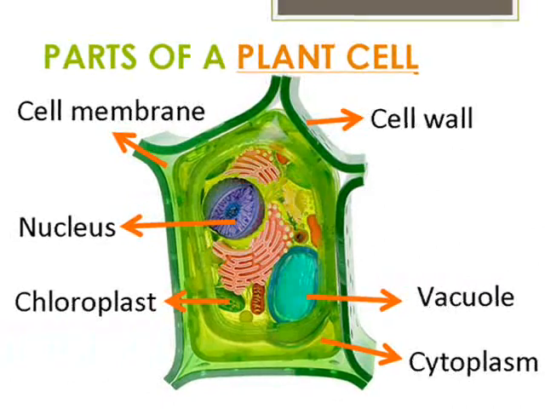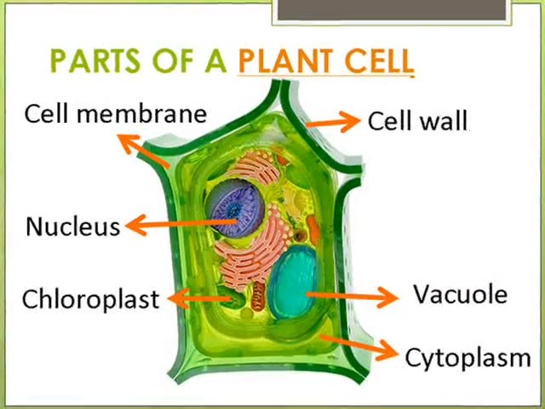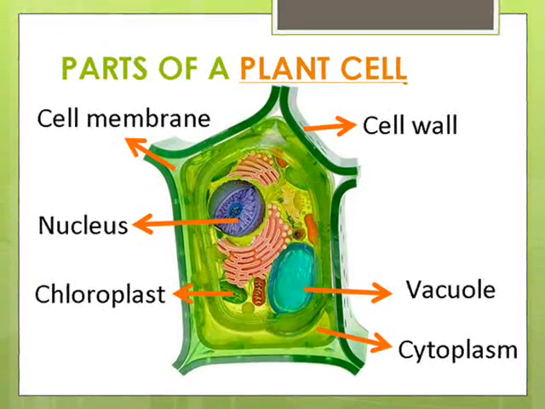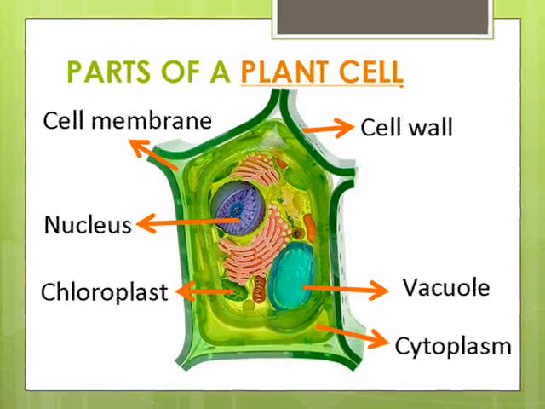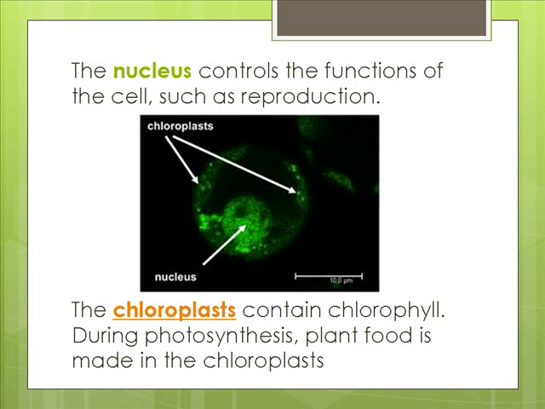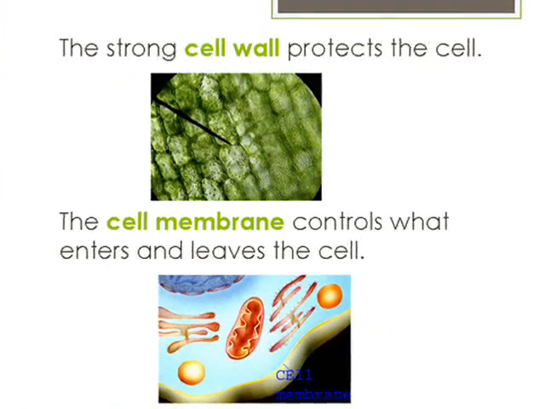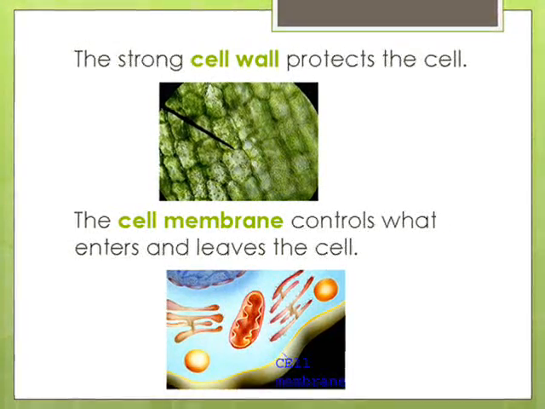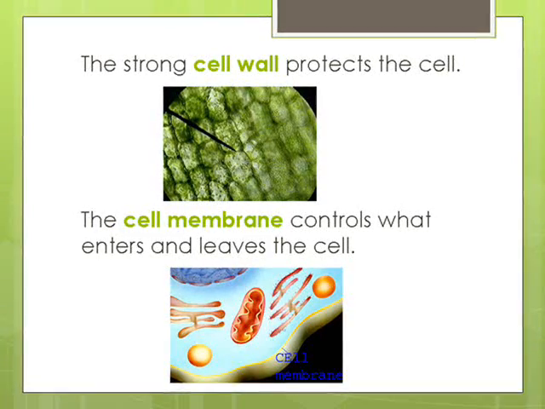Parts of a plant cell: cell membrane, cell wall, nucleus, chloroplast, vacuole, and cytoplasm. The nucleus controls the functions of the cell, such as reproduction. The chloroplasts contain chlorophyll. During photosynthesis, plant food is made in the chloroplasts. The strong cell wall protects the cell.